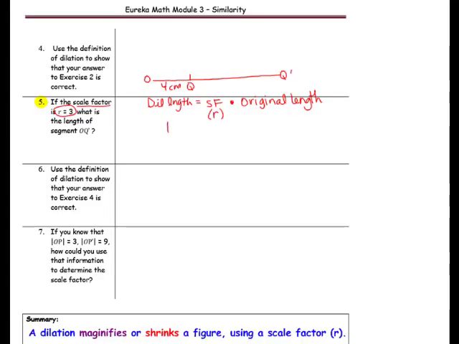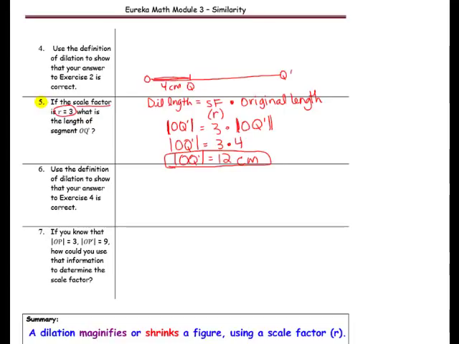Right, so our dilated length, that's going to be OQ prime. Our scale factor is 3. And then the original length, that's OQ, the length of OQ. So we have the length of OQ prime equals 3 times the length of that segment, which is 4 centimeters, and 3 times 4 is 12. So the length of OQ prime, which is our dilated segment, is equal to 12 centimeters.